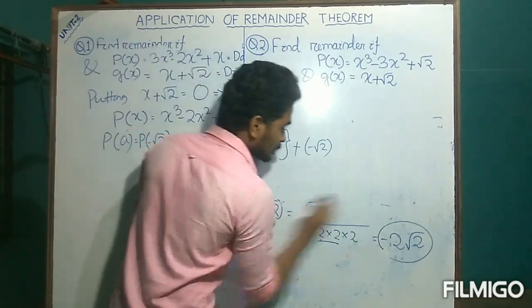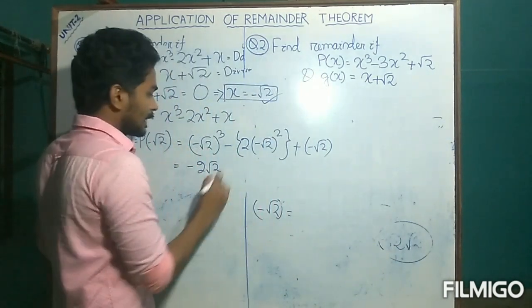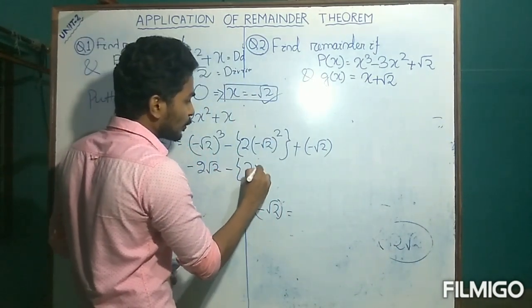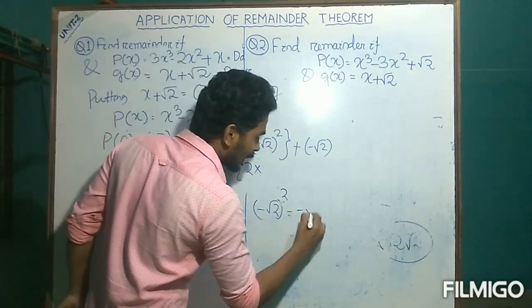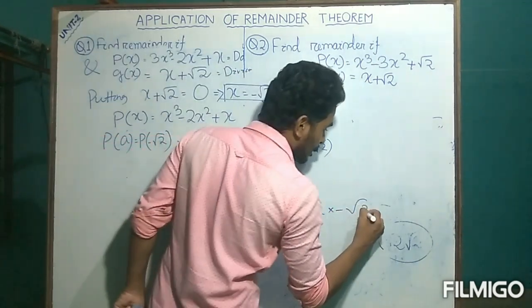Now the second term, we have minus 2 into minus root 2 whole square. So minus root 2 whole square means minus root 2 multiplied by minus root 2.